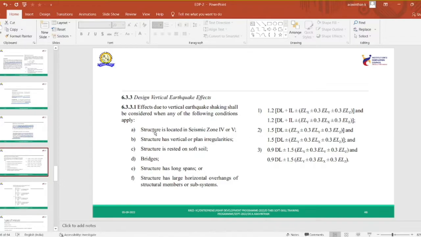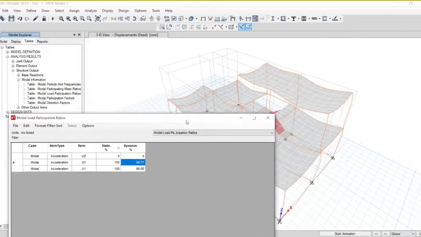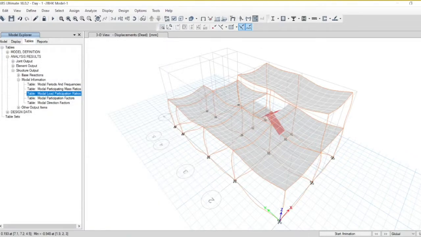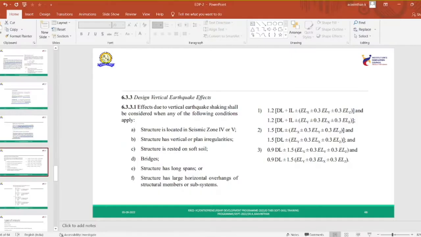If you are constructing in zone 4 and zone 5, you have to consider the vertical effect. You have to consider ux, uy, also uz. Also if the structure has vertical plan irregularities. For example, our structure has vertical plan irregularities, the first floor and second floor are not similar, so we can calculate Z, that is vertical shaking of our structure. If the structure rests on soft soil it is required, but here it is rock soil, in the Bangalore area, hence it is not required.